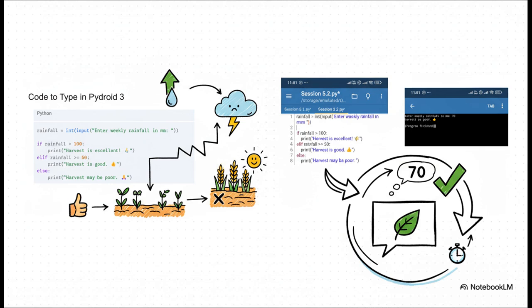Now, the most important thing to see here is the order of our checks. Watch what happens. The user enters 70. The program starts right at the top. Is 70 greater than 100? Nope, that's false. So it moves to the next condition. Is 70 greater than or equal to 50? Yes, that's true. So it prints "harvest is good." And because it found a true condition, it stops right there. It never even looks at the else part. This is why the order you write your checks in matters so much.